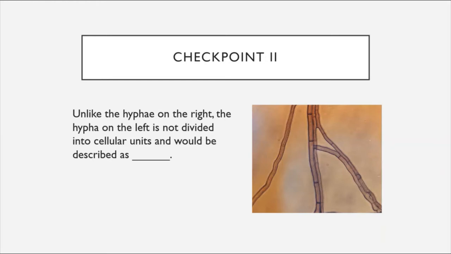And in this image right here, we can see several hyphae under the microscope. Unlike the hyphae shown on the right, the hypha on the left here is not divided into cellular units. And so it would be described as what?